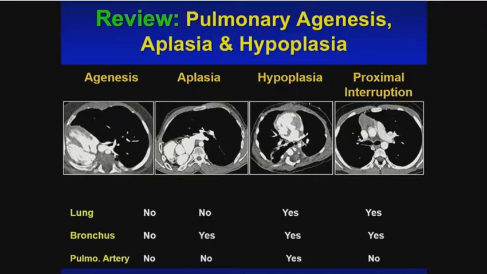So when it comes to lung agenesis, you will not see lung, bronchi, and pulmonary artery. All of them are absent. When it comes to lung aplasia, there is no lung and no pulmonary artery, but you see rudimentary bronchi, typically the proximal portion. When it comes to hypoplasia, all of them are present, but they are all small. When it comes to proximal interruption of the pulmonary artery, there is lung and bronchi, but only the proximal portion of the pulmonary artery is present, and the mid to distal portion is not present.